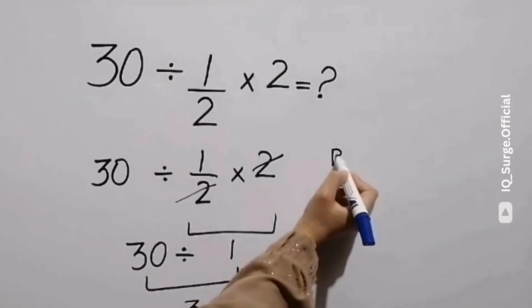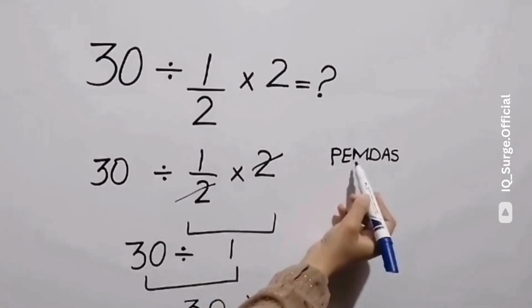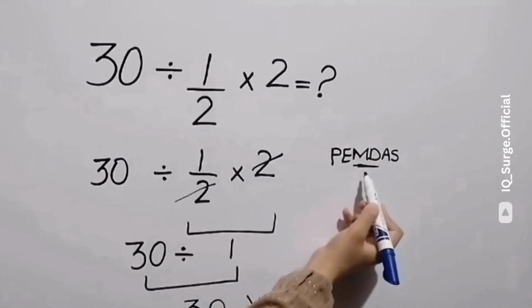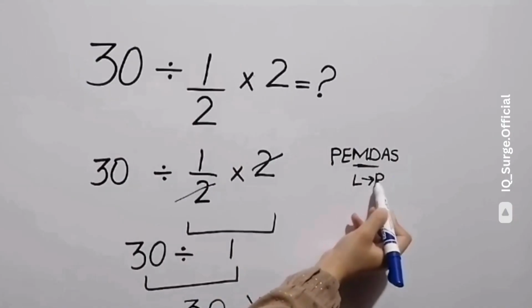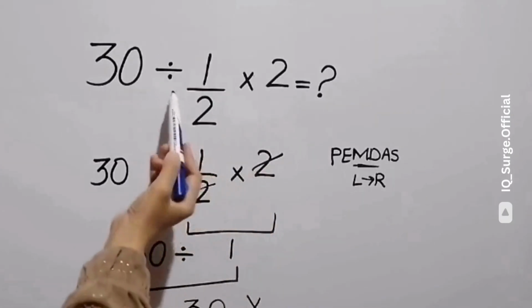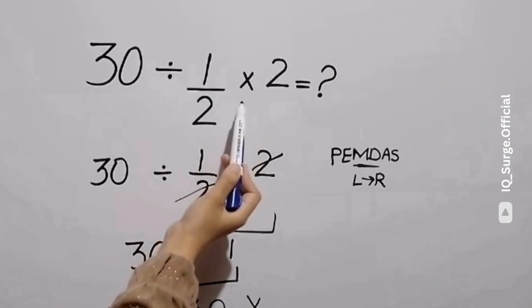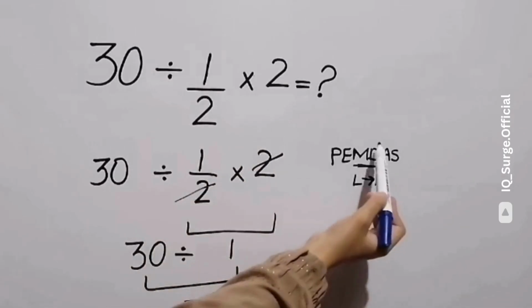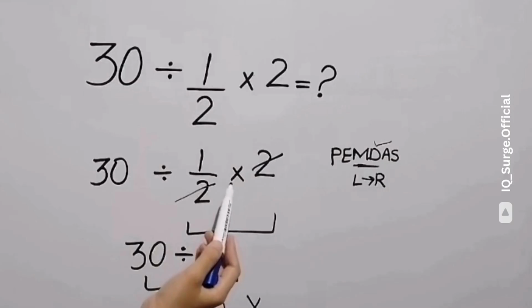Why? Because according to the order of operations called PEMDAS, multiplication and division have the same priority, so we must always work from left to right. So let's solve it properly. First we have to do this division, then this multiplication. We start with the leftmost operation, not jump towards multiplication.